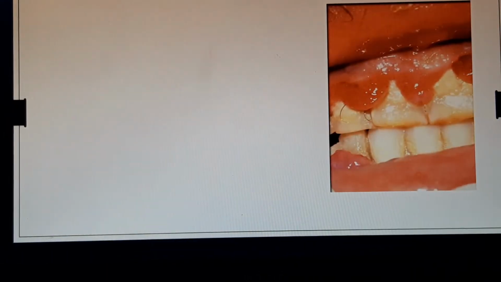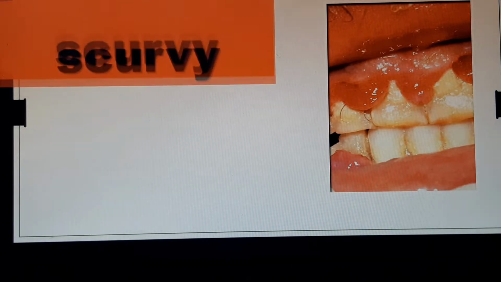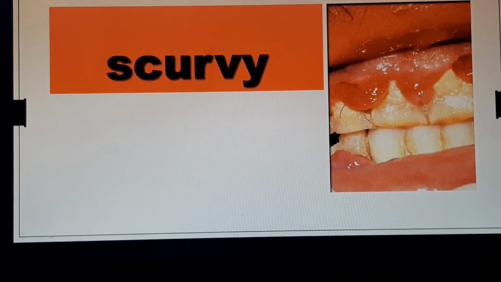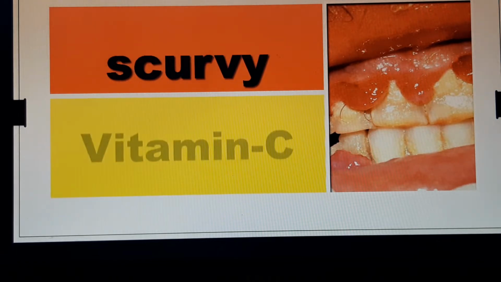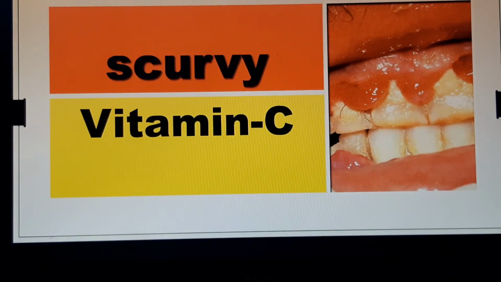In this picture you can see infected, bruised and bleeding gums. This is called scurvy. Scurvy is another disease which is caused due to severe lack of vitamin C in our diet. The rich sources of vitamin C may include amla and other citrus fruits.